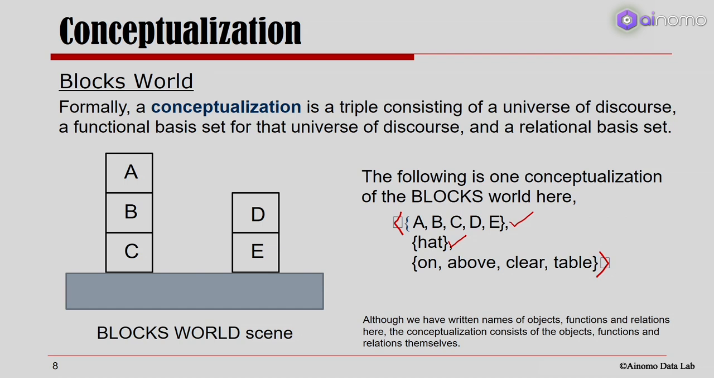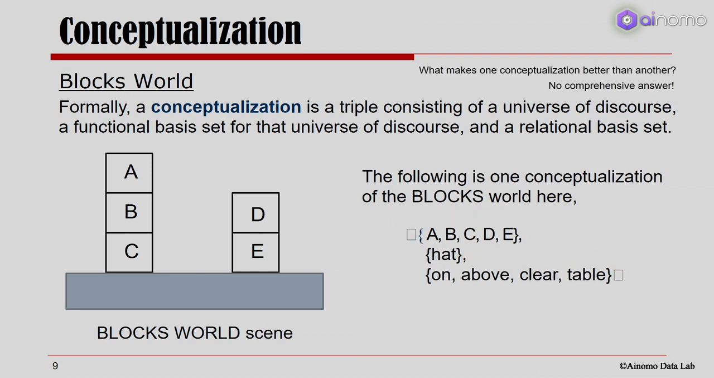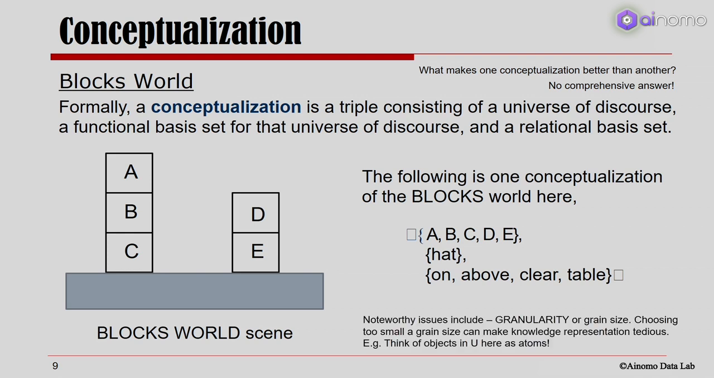Although we have written names of objects, functions and relations here, one needs to realize that the conceptualization consists of the objects, functions and relations themselves. Now, what makes a conceptualization better than another one? There is not a comprehensive answer for this question. However, one noteworthy issue to look at is the issue of granularity or grain size.